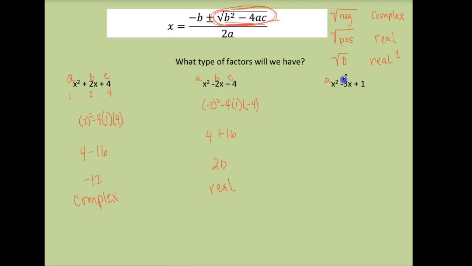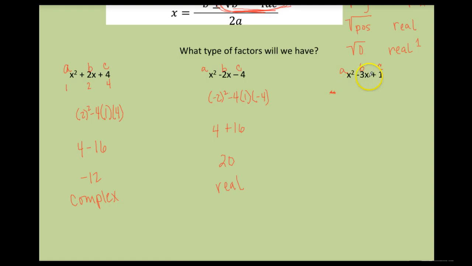And finally, let's try one more. Again, our a, our b, and our c. So we have negative 3 squared minus 4 times our a is again 1, and our c is 1. Negative 3 squared, negative 3 times negative 3 is 9, and negative 4 times 1 is a negative 4. 9 minus 4 gives me a positive 5. So again, if that number is positive, we know that we have real number factors.